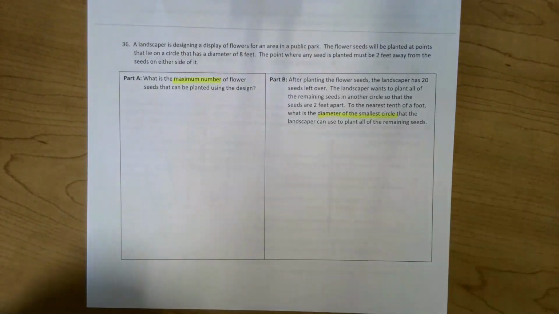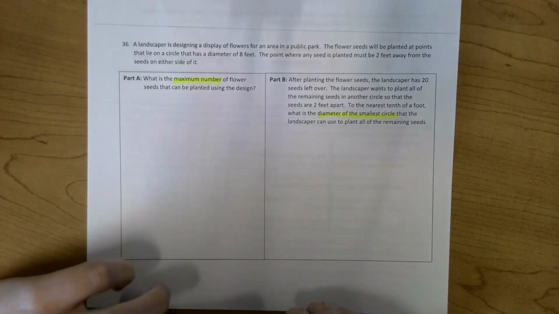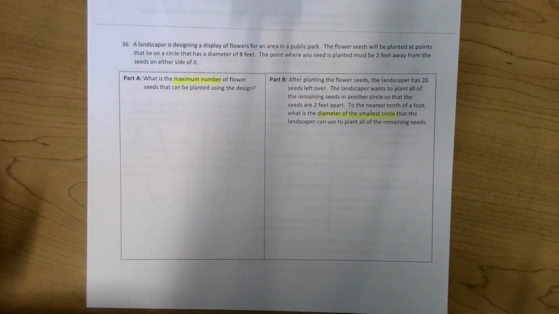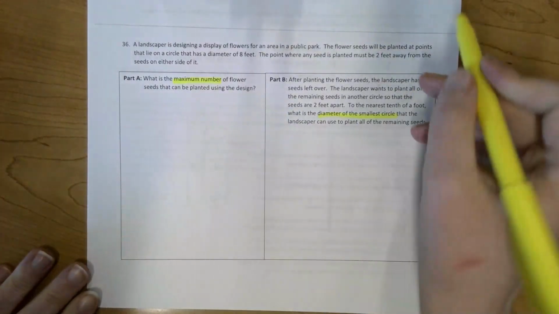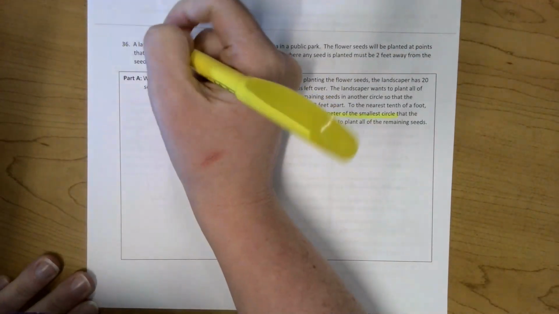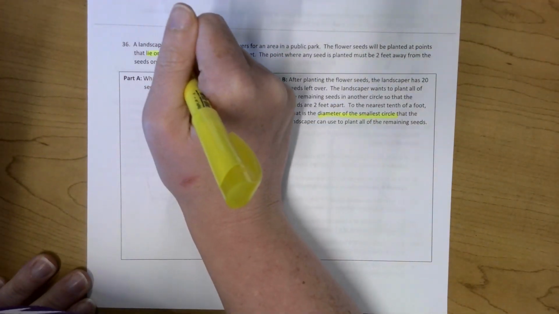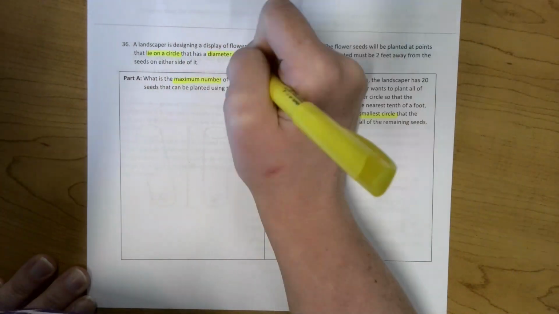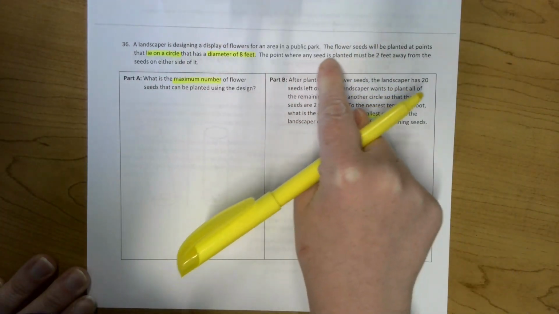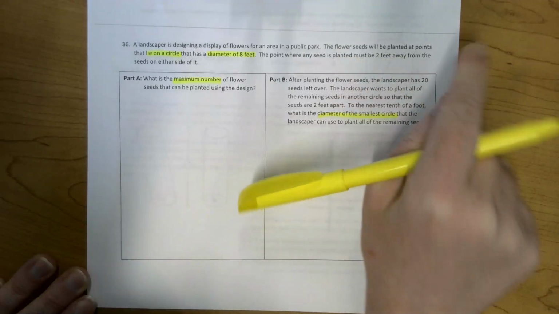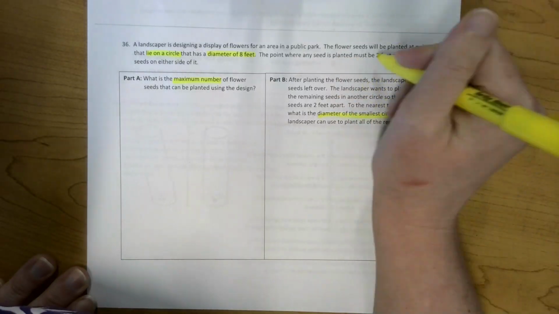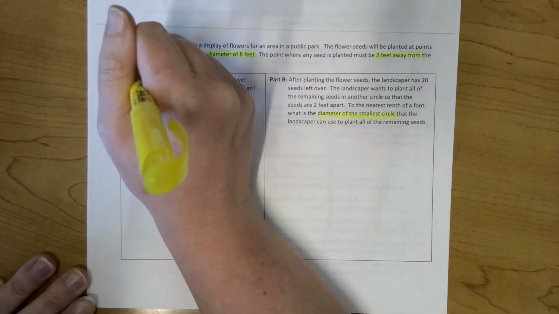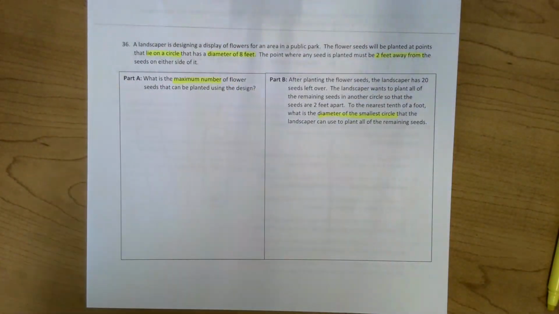Okay, so 36. A landscaper is designing a display of flowers for an area in a public park. The flower seeds will be planted at points that lie on a circle that has a diameter of 8 feet. The point where any seed is planted must be 2 feet away from the seeds on either side of it. Okay, so they have to all be 2 feet apart.